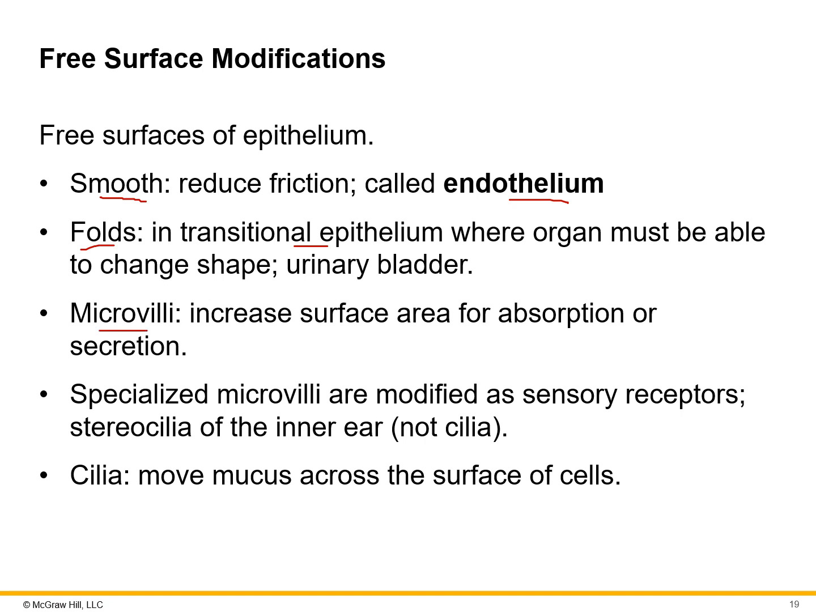They can have microvilli. And these are tiny little projections that increase the surface area, so more things can be absorbed or secreted. Some specialized microvilli have sensory receptors on them, like the inner ear, so that we can sense different vibrations, as well as cilia can be attached to help move the mucus. So again, these are just some other things that can occur on that outer surface. Again, smooth endothelium can be folded, and then we could have these microvilli or even cilia.